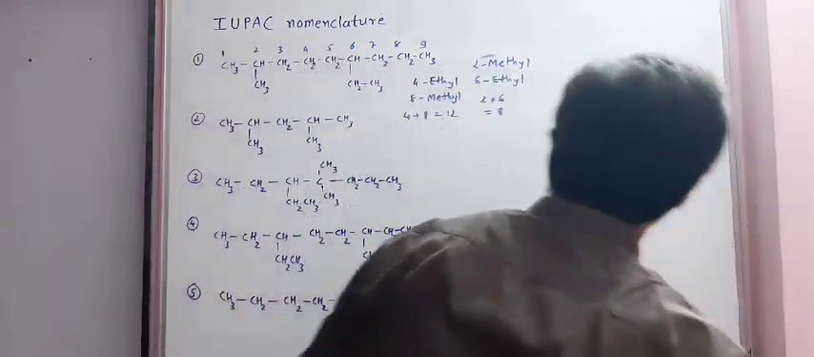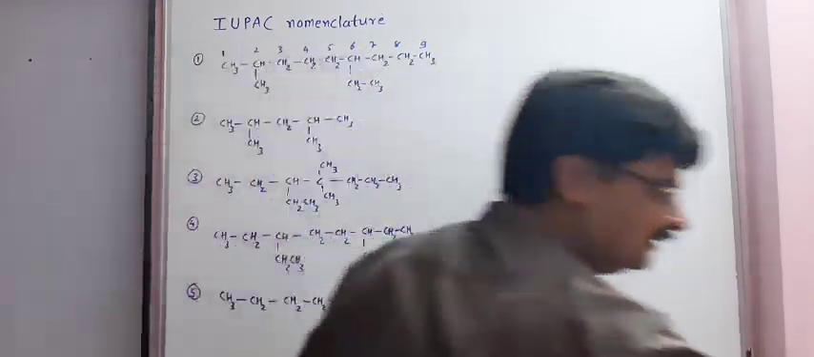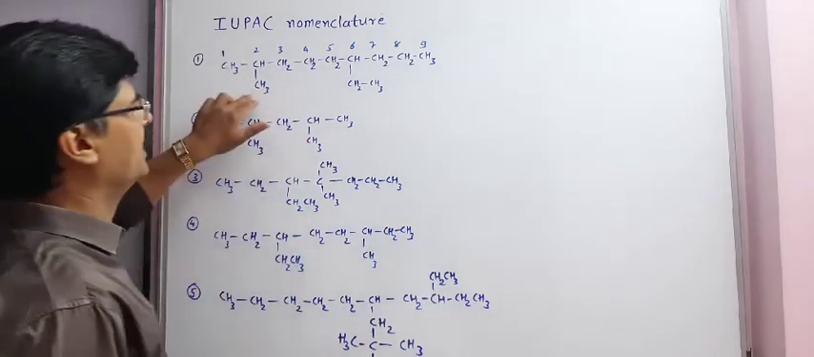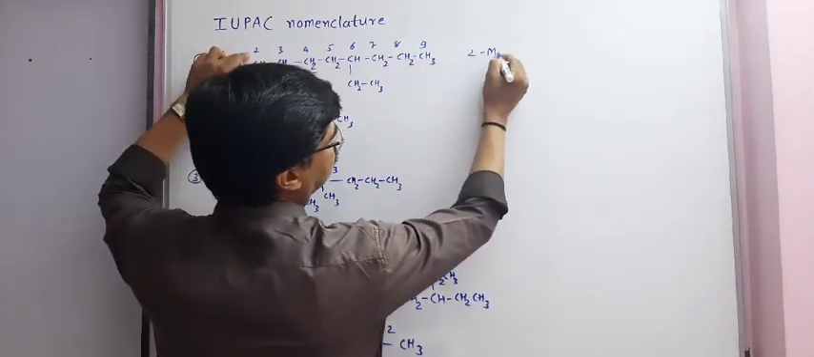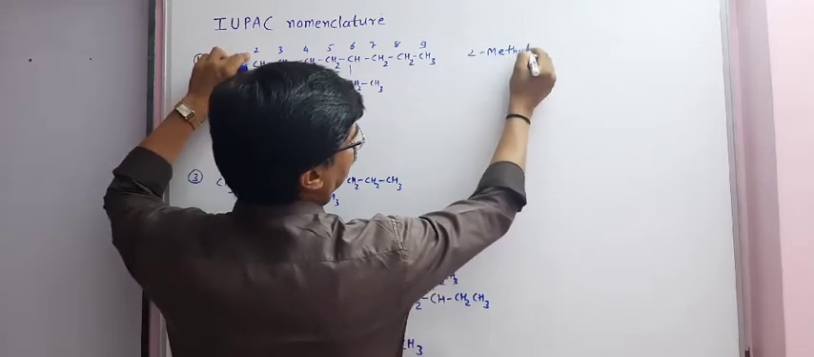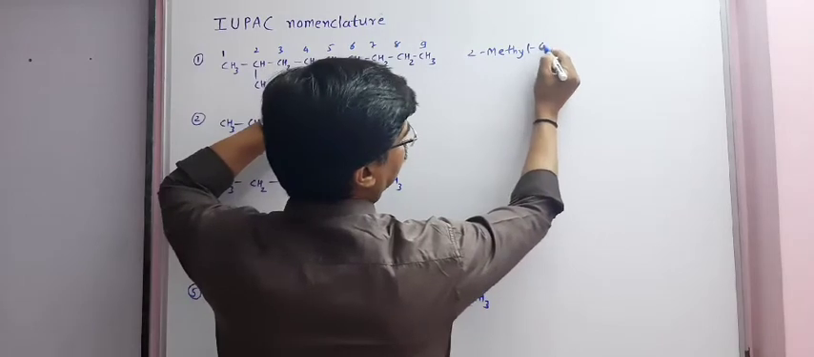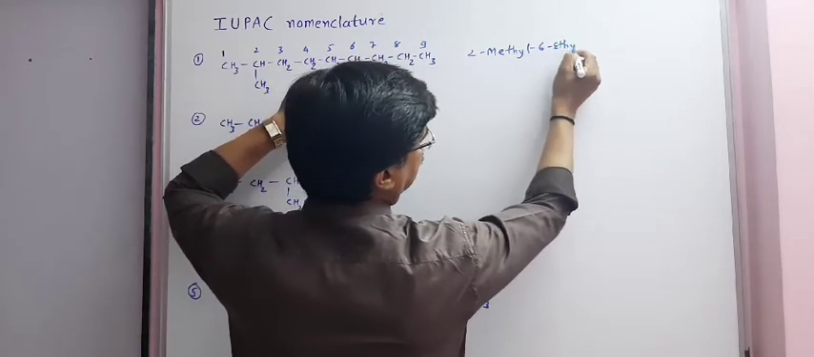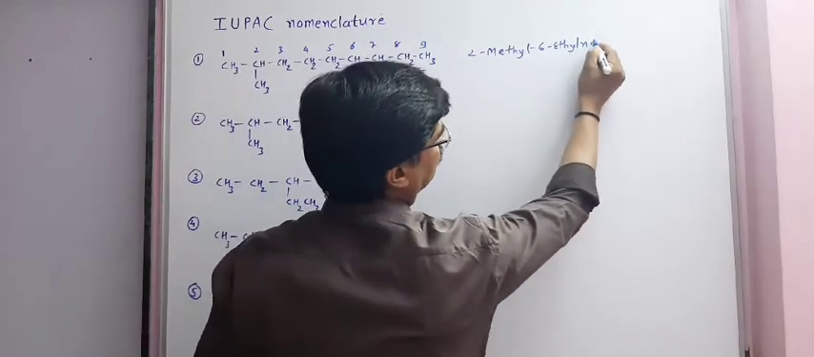So, after giving numbers, we can write the IUPAC name of this compound: 2-methyl, 6-ethyl, and 9 carbons, that is why nonane.